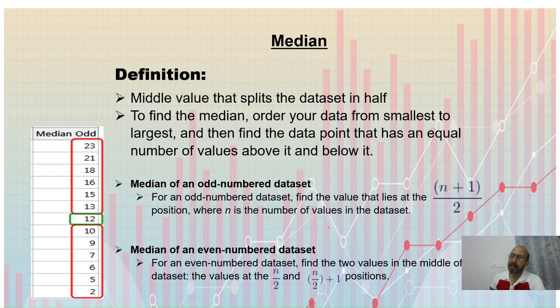Median. The median is the middle value. It is the value that splits the dataset in half, making it a natural measure of central tendency. To find the median, order your data from smallest to largest and then find the data point that has an equal number of values above it and below it.